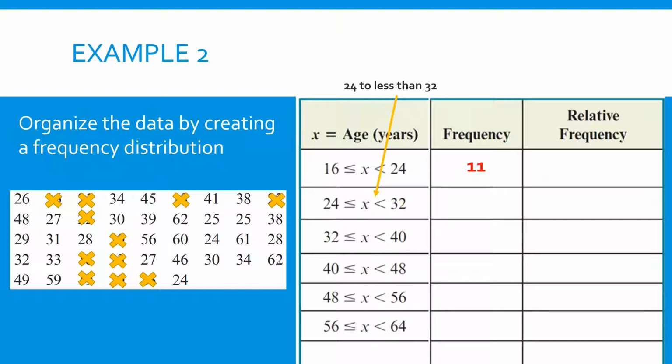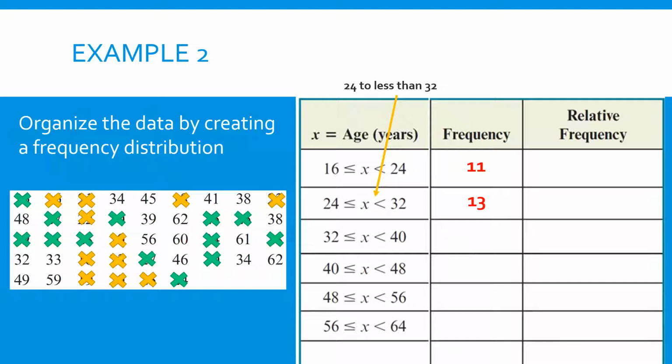Now we're going to count up the number of people in our second age group, which is 24 to less than 32. Let's look at the ones that are left that are less than 32 years old. So 1, 2, 3, 4, 5, 6, 7, 8, 9, 10, 11, 12, 13. All right, so 13 people are less than 32 years old, or technically we should say they're 24 to less than 32 years old.